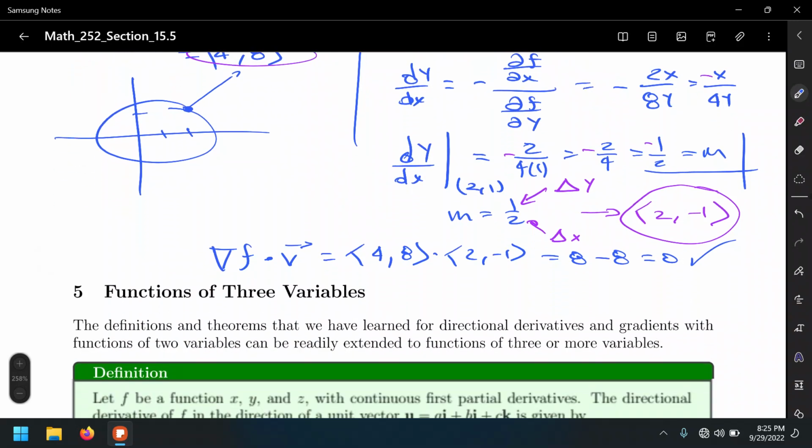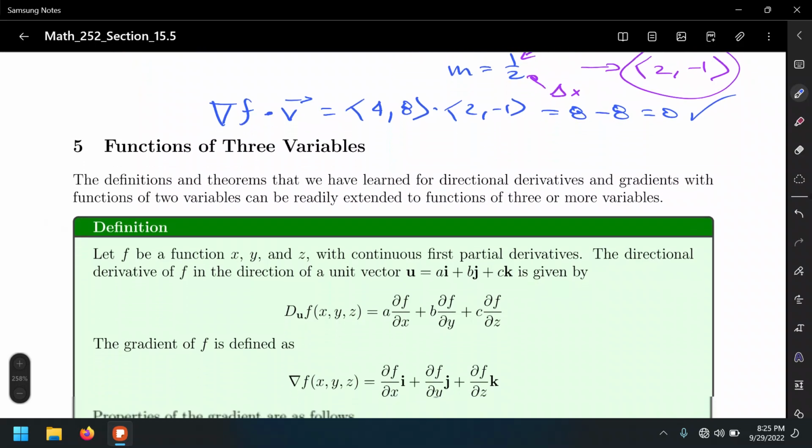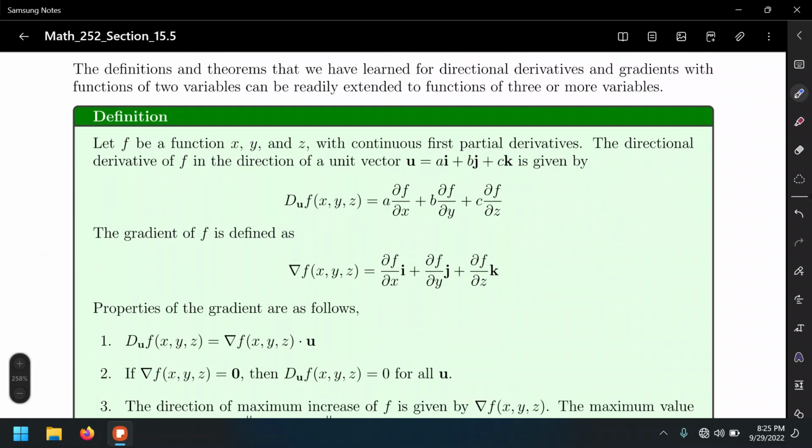All right. Let's get to the last topic for this section, functions of three variables. Of course we can extend this to more variables, to three variables. The directional derivative is just the dot product of that direction vector a, b, c with the components of the gradient, that is the rate of change in the x direction, the y direction, and the z direction. And the gradient is just add one more term.